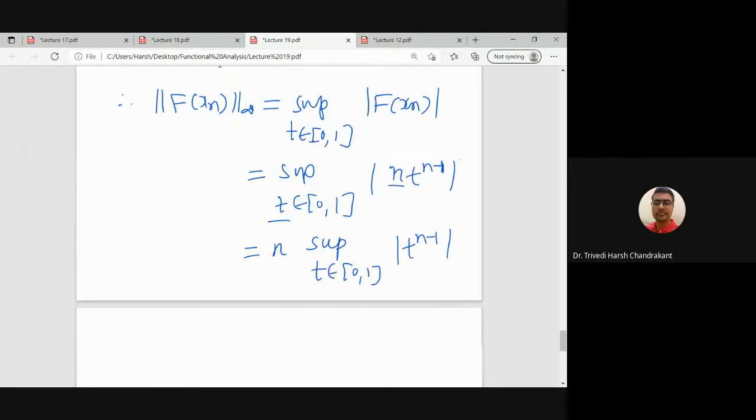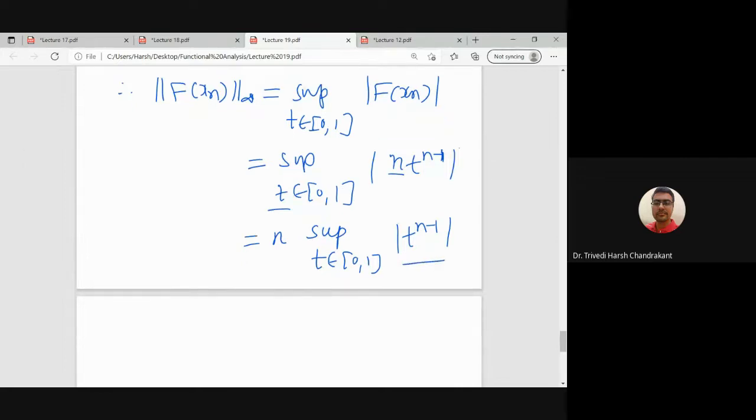So what is the supremum of this number, if t is between 0 and 1? What is the supremum? Yeah, 1 again. That is 1 again, right? So if you want, you can take two cases, n is 1 and n is not 1. If n is 1, then again t power 0 is 1. So in that case also you will get 1. So that is essentially n. So this supremum is n.